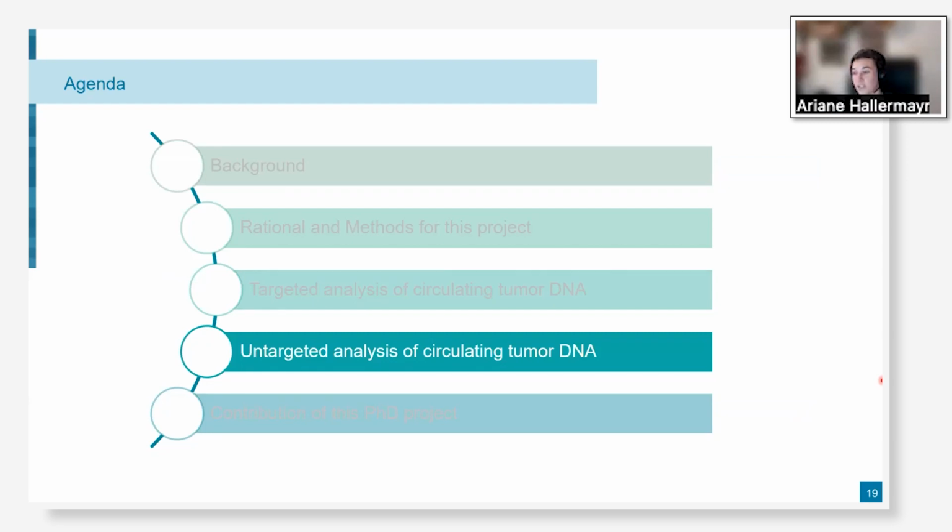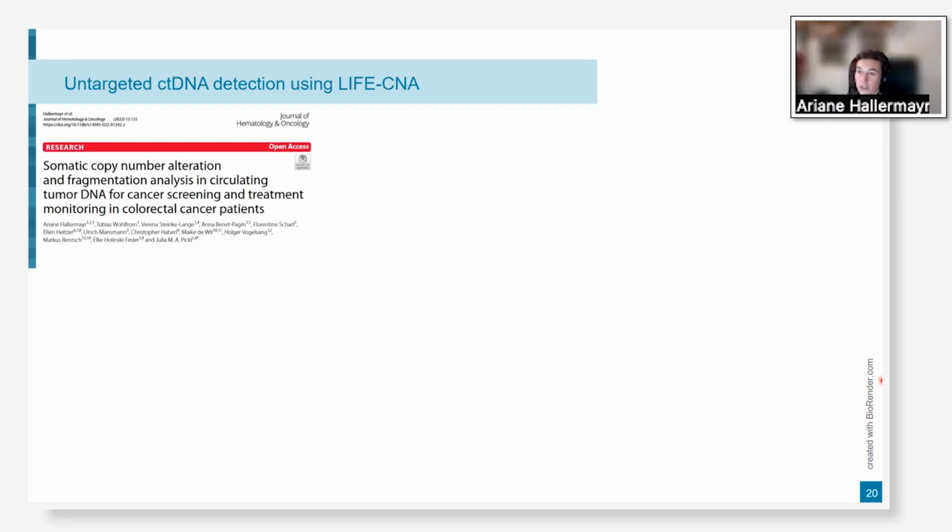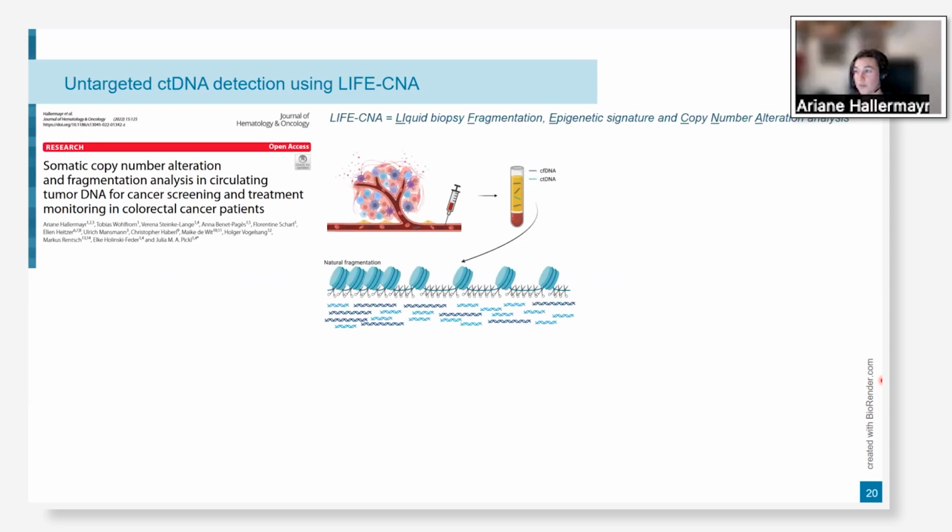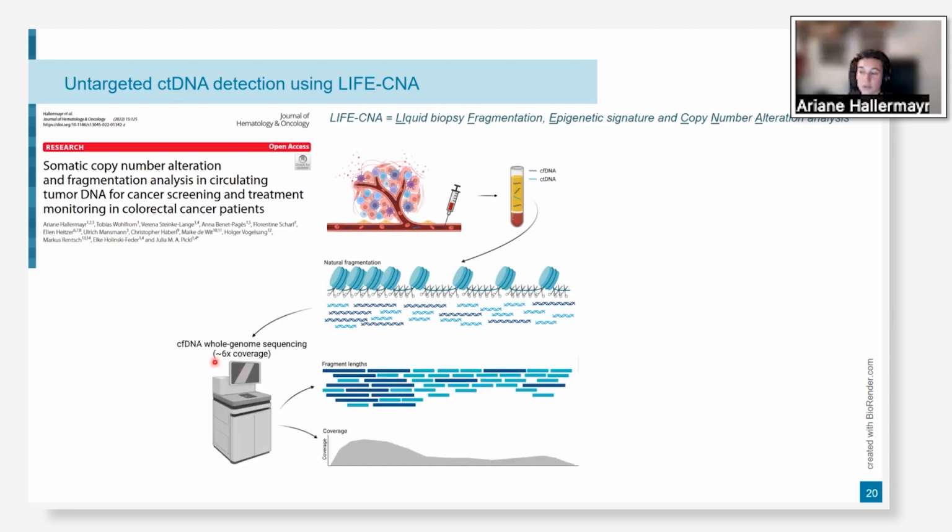So there I'm focusing on. Within the third paper of my PhD project, I established an approach called liquid biopsy, fragmentation, epigenetic signature, and copy number alteration analysis, or short LiveCNA. And this approach is based on the natural fragmentation of cell-free DNA. And by performing whole genome sequencing with around 6x coverage, I obtained information on fragment length and sequencing coverage.